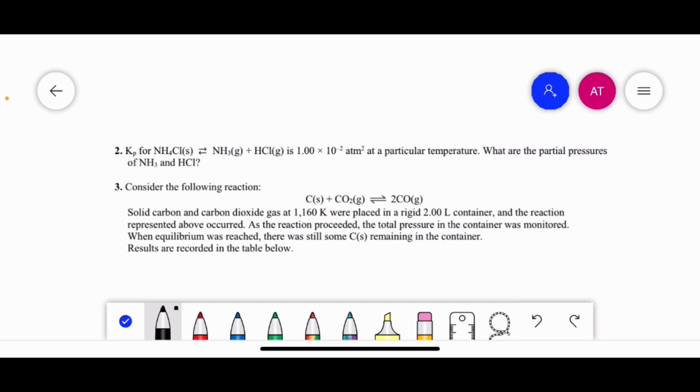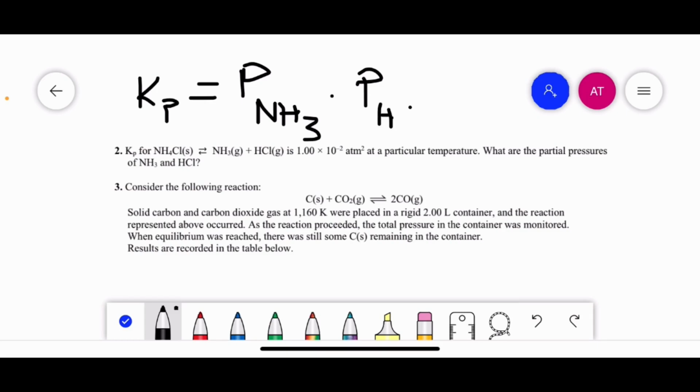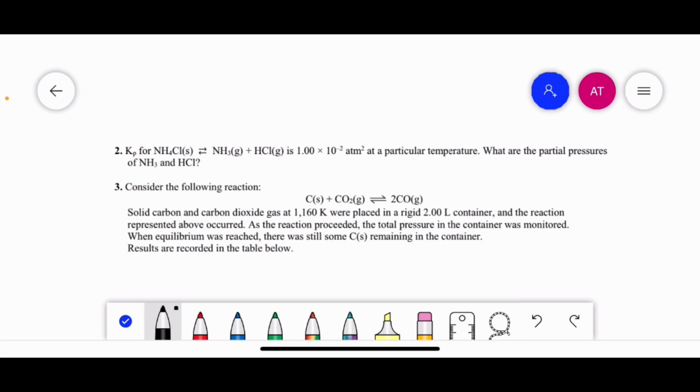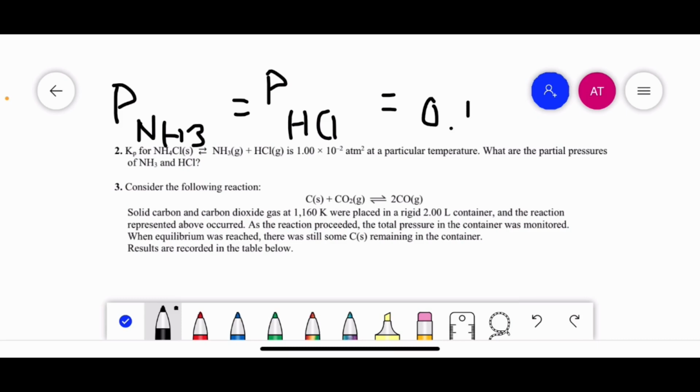Okay, so the Kp is equal to the partial pressure of NH3 times the partial pressure of HCl. Now we don't include NH4Cl because in this case it's a solid. So simply find that the partial pressure of NH3 is equal to the partial pressure of HCl, which is equal to the root of 1 times 10 to the power of minus 2, or just simply 0.1.